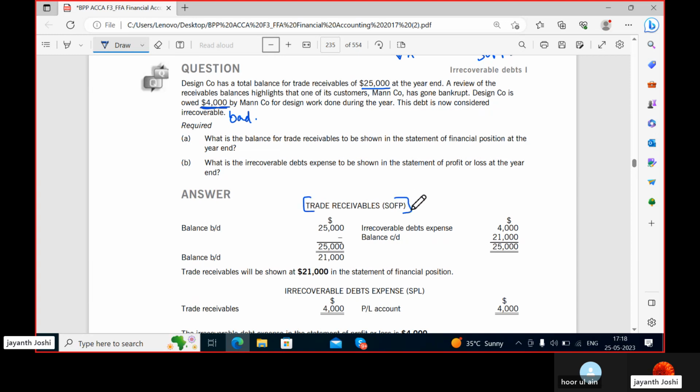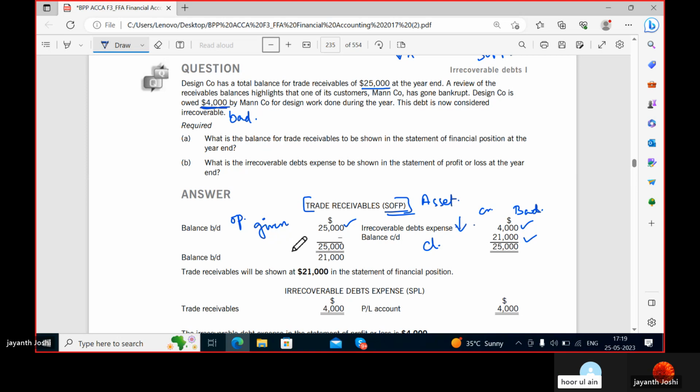When we prepare this receivables account, this is an asset account, remember, when we are showing it in SOFP, the opening balance of an asset will come on the debit side, closing will come on the credit side. So the opening balance given in the question is 25,000. Now, irrecoverable debts are a decrease in asset, and a decrease in asset will be shown on the credit side by 4,000, because this has become irrecoverable. So our closing balance becomes 25 minus 4, that is 21,000. Clear? Yes. So this 4,000 will be shown in SOPL and this 21,000 will be shown in SOFP.